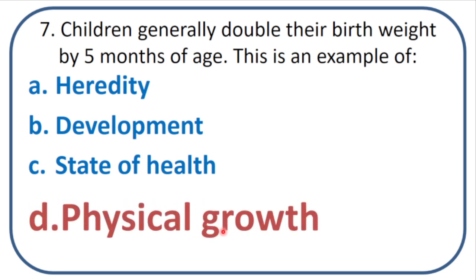Correct answer is option D. Children generally double their birth weight in 5 months, which is an example of physical growth. Development means the process of growing and maturation. In that there will be social, mental, emotional and psychological development. Everything is included. Physical growth means the increase in size.